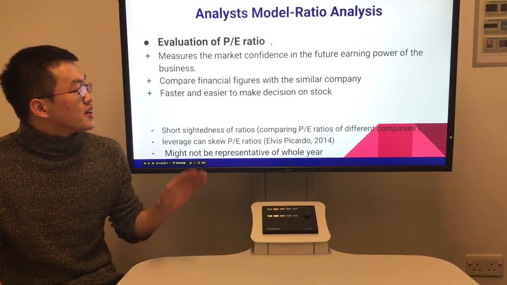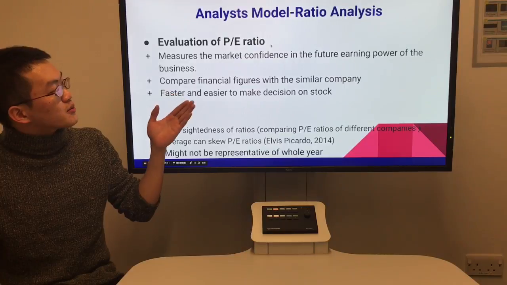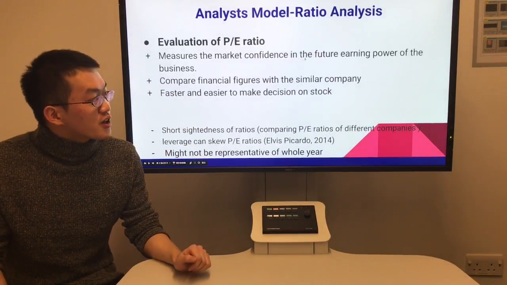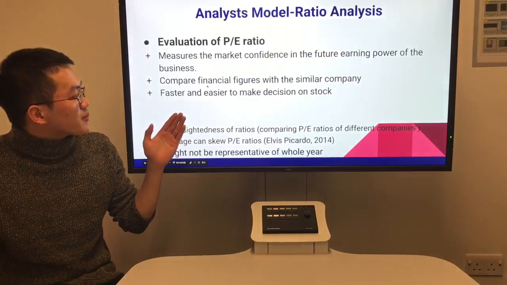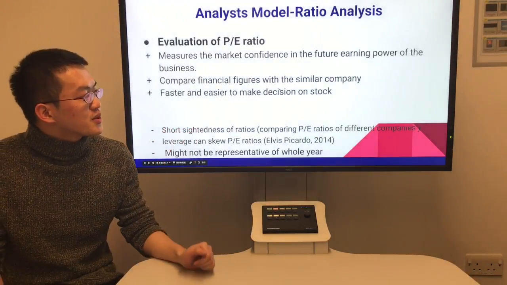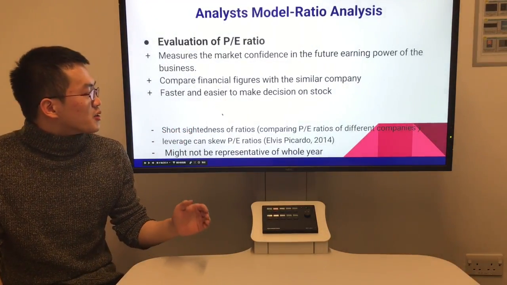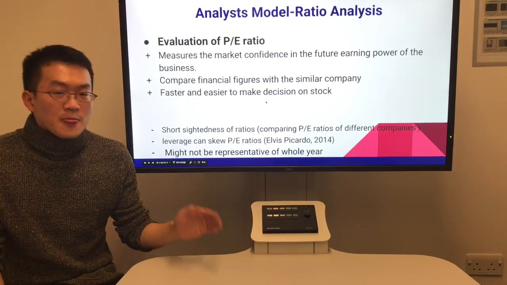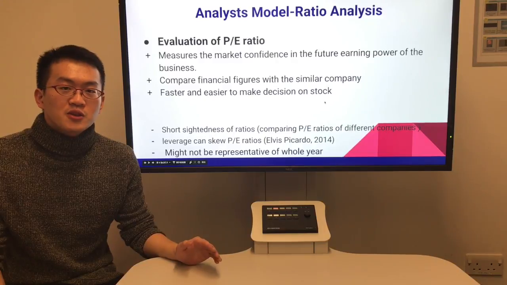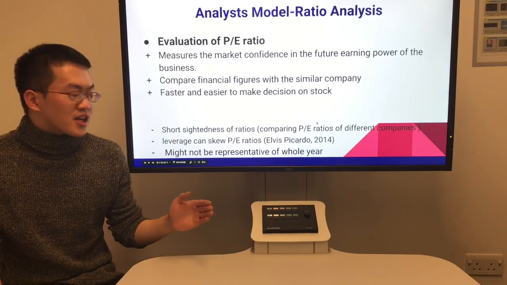The PE ratio has the advantages of measuring the market confidence in the future earning power of the business, which compares financial figures with similar companies. And also, it makes it faster and easier to make decisions on purchasing and selling stock. However, it has some limitations.